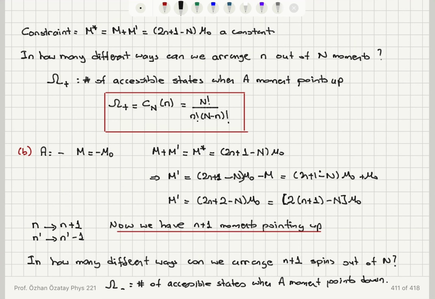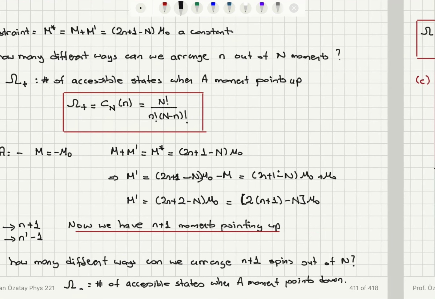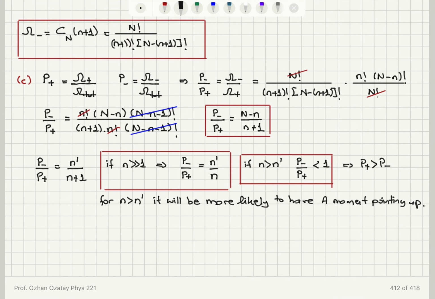And that implies that, as you can see, when you put it into two parentheses, you have 2 times n plus 1 in parentheses. That means we now have n plus 1 moments pointing up and n prime minus 1 moments pointing down. Now the question is, in how many different ways can we arrange n plus 1 spins out of capital N? That will give us the number of accessible states in the scenario when A moment points down, and that is combination of capital N objects taken n plus 1 at a time.